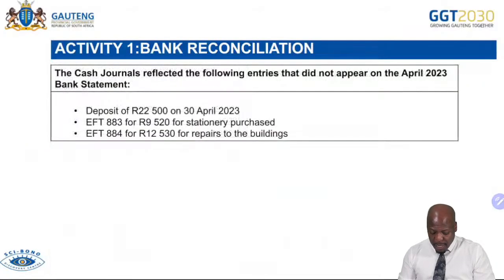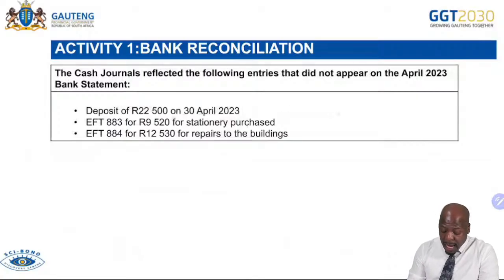Then we're going to move on to the next aspect, where they say cash journals reflected the following entries that did not appear on the April 2023 bank statement. So there are aspects that did not appear on the April 2023 bank statement.